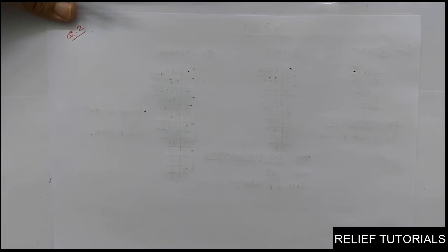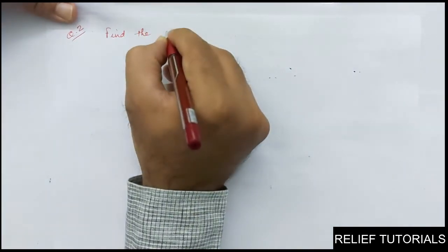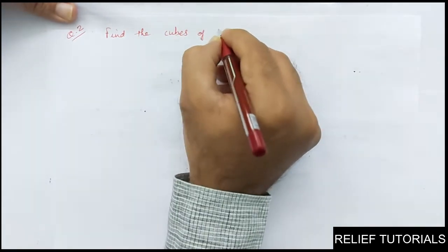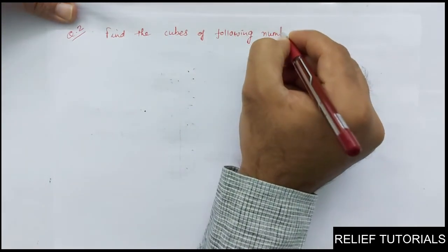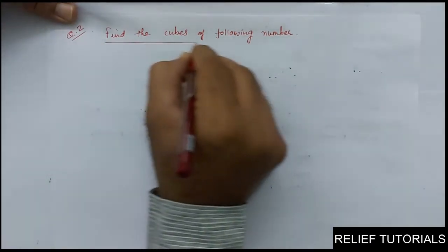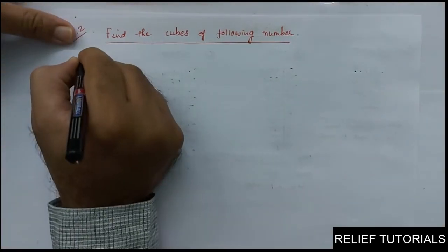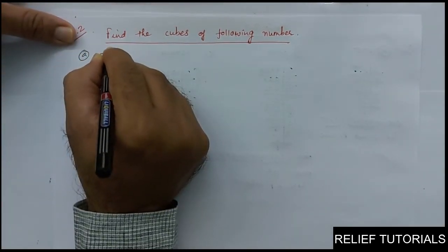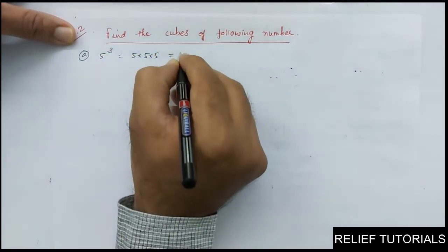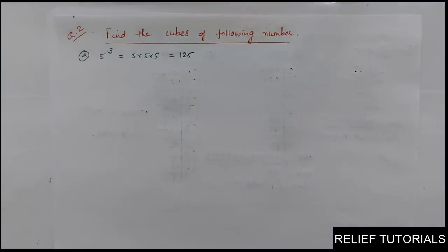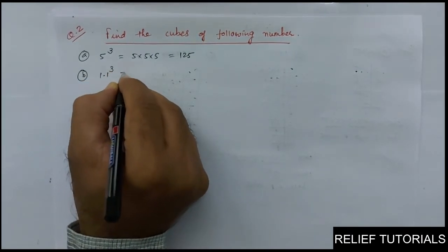Question number 2 is: find the cubes of the following numbers. You have to calculate the cubes of them. First, that is A, 5. You have to find the cube of this. So 5 cube is 5 into 5 into 5, and that is 5 5s are 25, 5 25s are 125. Easy.